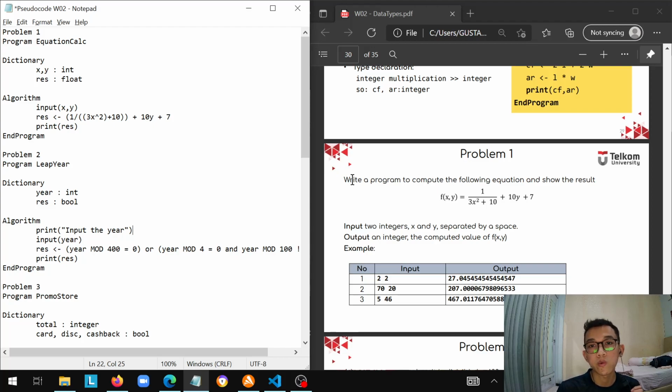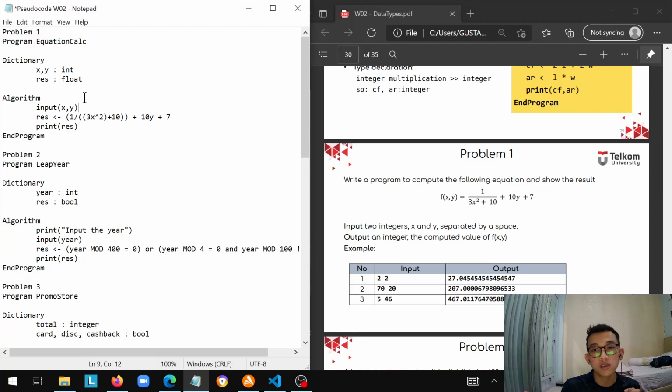Problem number 1. We need to write a program to compute the following equation and show the results. The program is named equation calc. For the dictionary, I will declare x and y as integers, and the rest for the result as float. Why am I using float here? Because the result is divided, and when it is divided, the result comes as a float instead of an integer. That's why I use float here.